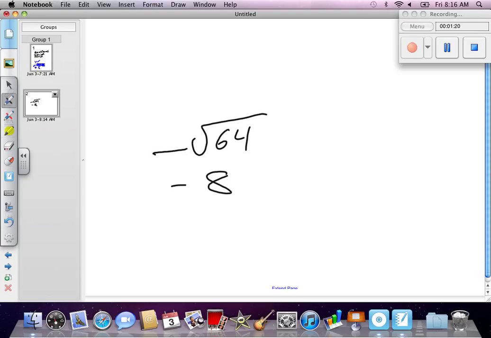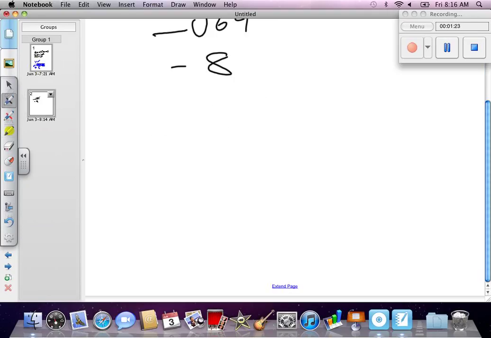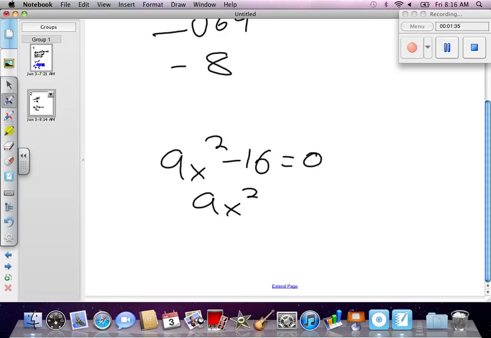All right, let's look at 32. We've got 9x squared minus 16 equals 0. So the first thing I'm going to do is add 16 to both sides. And I get 9x squared equals 16. Divide everything by 9. And I have x squared equals 16 over 9.